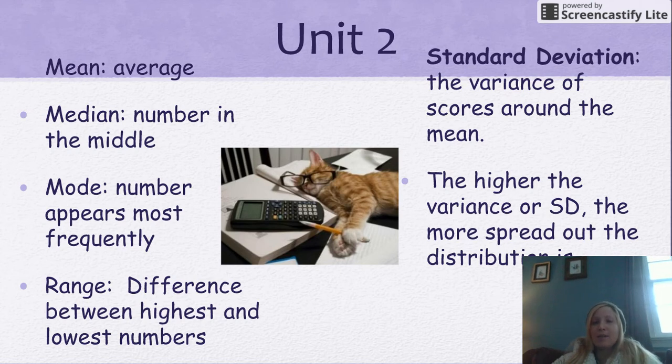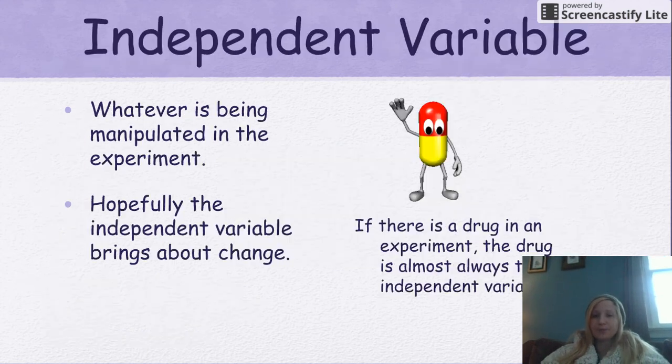When we talk about range, that's a measure of variation or variance. When we talk about mean, median, mode, that's a measure of central tendency. So that's where you're looking at the center of data, while range is looking at the differences between the data, as is standard deviation, showing the variance of scores around the mean. Researchers want a small standard deviation because that means the data points are closer together.